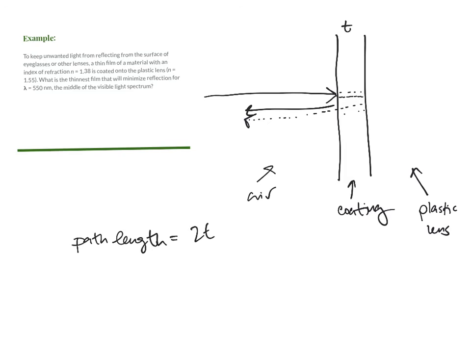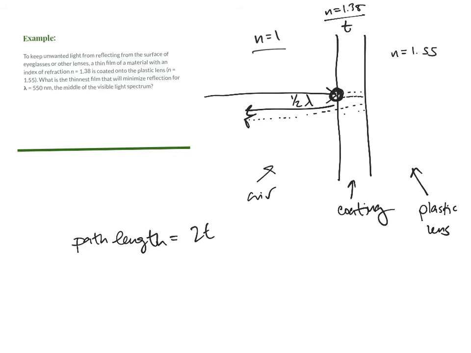All right, but then we also have to consider phase changes. So at this interface, let's see if there's a phase change. We know index of refraction of air equals 1. It says the thin film has n equals 1.38, and the plastic lens has n equals 1.55. And the condition for phase change is that N2, the one that's going towards or reflecting off of, has to be greater than N1. And if we look at this reflection here, N2 is greater than N1, so there's a phase change, which means this initially reflected light goes through a phase shift of 1/2 lambda.